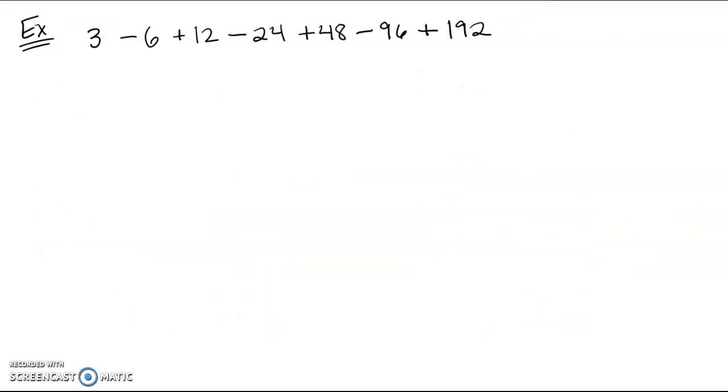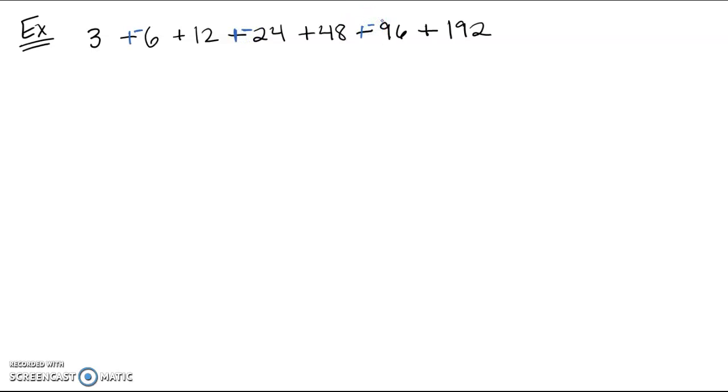Okay, let's have a look at a new example. This says 3 minus 6 plus 12 minus 24 plus 48 minus 96 plus 192. That's not a mistake. Oh no, those are minuses. Well, that's okay. However, the concept of series has to be addition, so we just need to look at those minuses as plus negative 6 and plus negative 24 and plus negative 96.